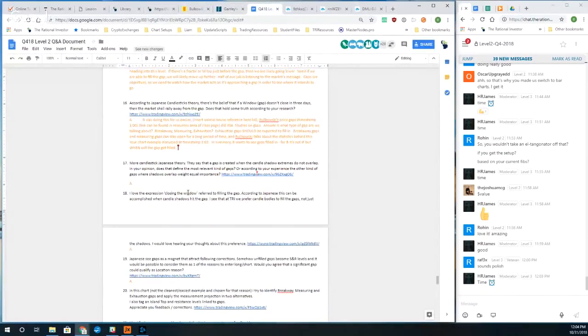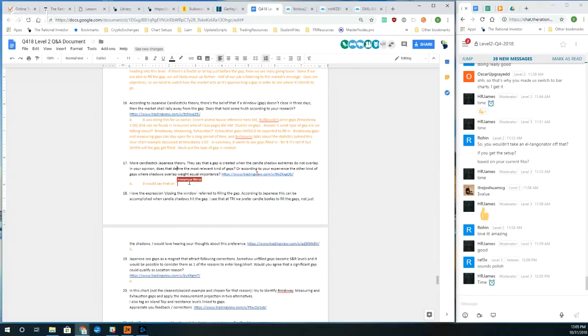Okay, number 17, more candlestick Japanese theory. They say the gap is created when the candle shadow extremes do not overlap. In your opinion, does that define the most relevant kinds of gap, or according to your experience, are the other kinds of gaps where shadows overlap of equal weight, equal importance? I would say that an open air gap, what I would like to call a bar chart gap, is more significant in the market's eyes.